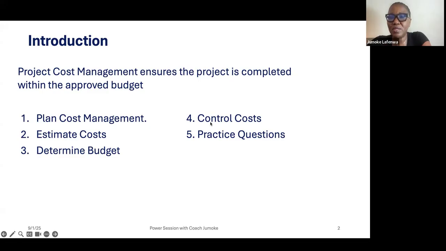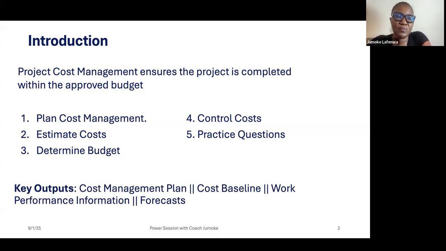When you determine budget, it becomes your baseline. Controlling cost is to ensure that you are within the baseline. And if anything has to change, if the budget has to change, it has to go through the agreed format. If it is predictive, then it has to go through the change control board. And of course, we have some practice questions.